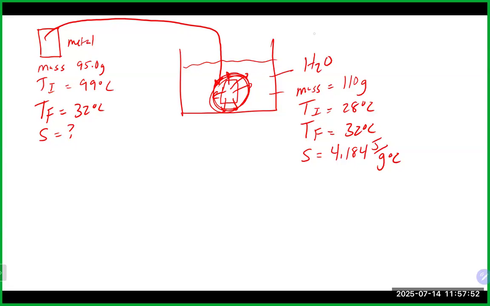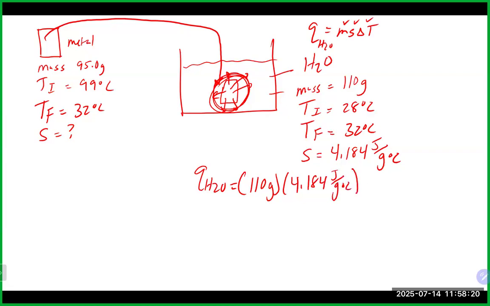So if we think about the specific heat equation and we think about it for water, we have the mass, we have the specific heat capacity, and we do have the change in temperature, which means in this particular case, we could figure out how much energy the water gained from the metal. And if we do that here, Q of the water would be, in my made up numbers here, 110, 4.184 joules per gram per degree Celsius, final temperature here, 32 minus 28 degrees Celsius.